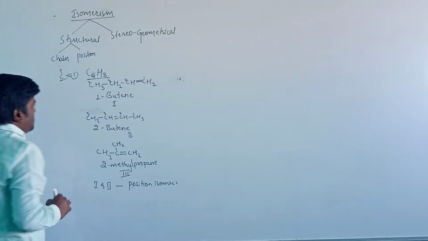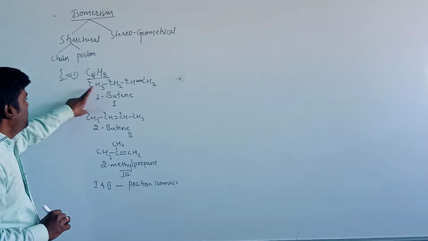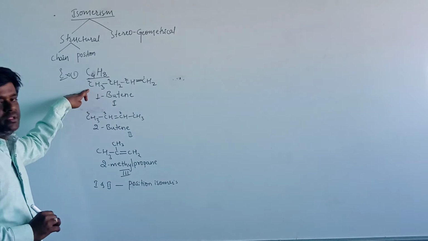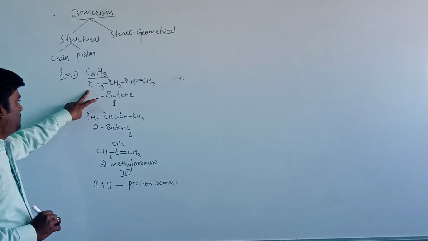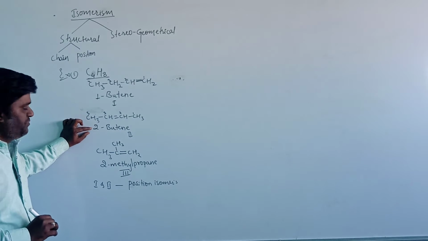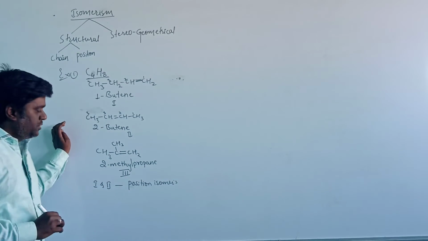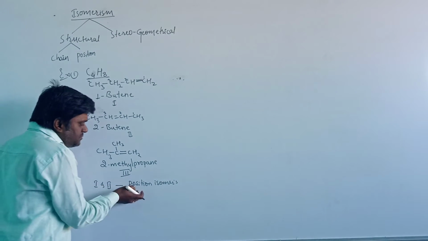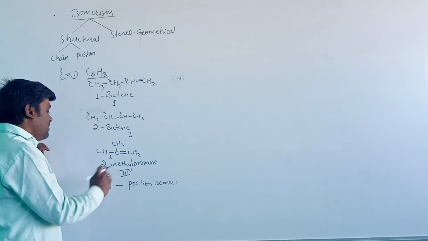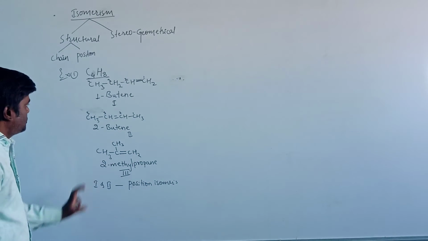Structures 1 and 2 have the same molecular formula but differ in the position of the double bond. In this first compound, the position of the double bond is 1, and here the position of the double bond is 2. Therefore, these differ by the position of the double bond, and are known as position isomers. Structures 1 and 2 are called position isomers.